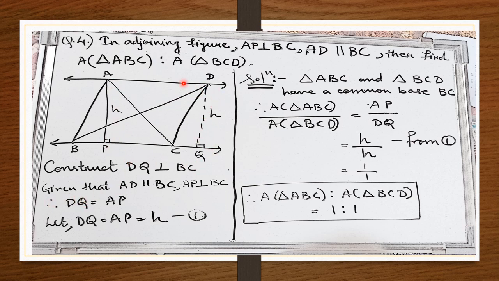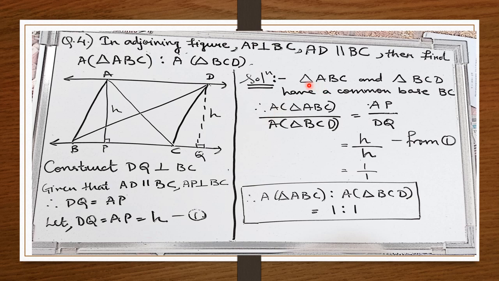Given that AD is parallel to BC and AP is perpendicular to BC, DQ and AP have the same value. That is, DQ is equal to AP, because the distance between two parallel lines is always constant, and perpendicular means obviously the distance between those lines. So AP and DQ have the same value, and let us assume it is H units.